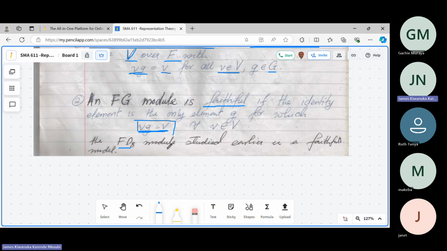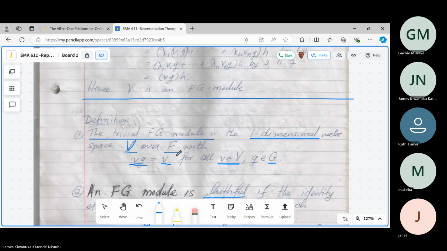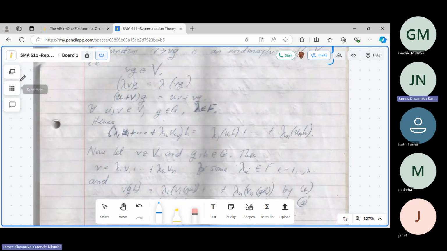This one is easy to check. So the example we looked at earlier, this FD8, is a faithful module. So I think the next thing we need to look at are the FG homomorphisms.